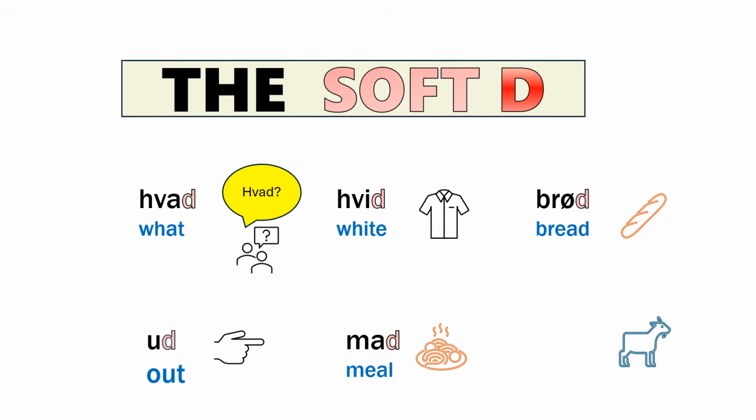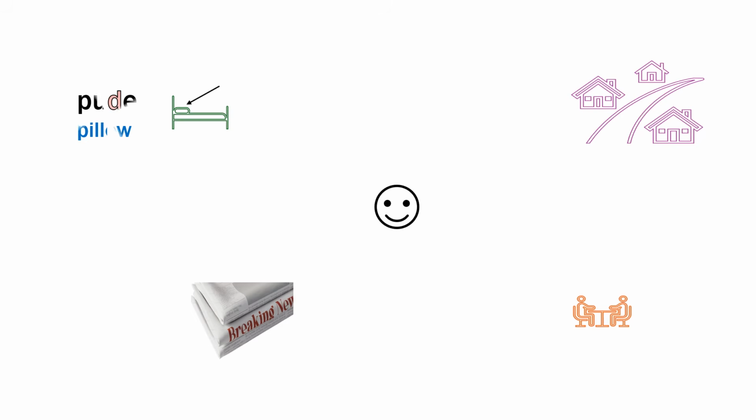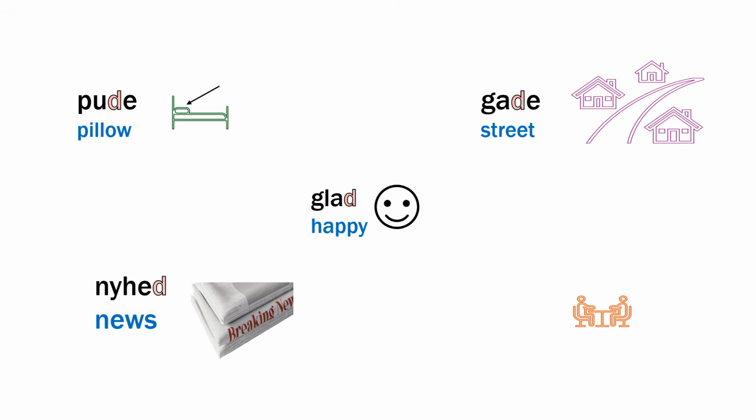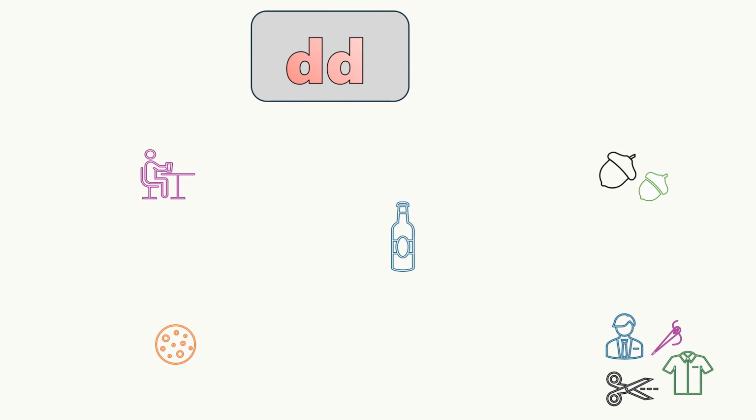Mad? Ged? Pude? Glad? Gade? Nyhed? Møde? The soft D sound is also produced when the letter D is doubled like in these examples.